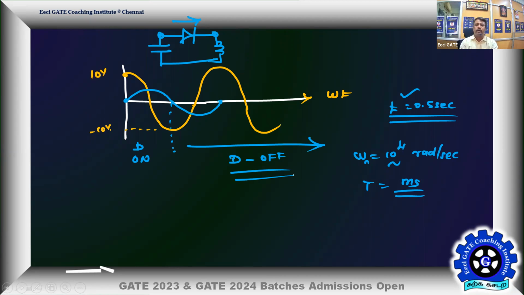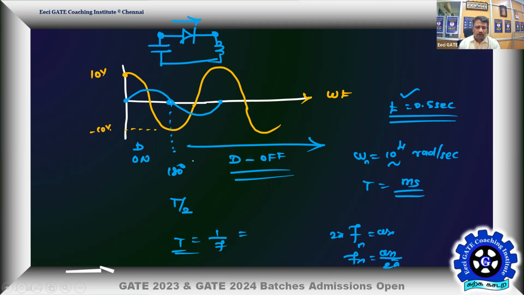That means there is no problem set beyond this point. What does that exactly mean? 180 degree. What is that 180 degree? T by 2. What is that T? T is equal to 1 by F. What is F? F is equal to omega n by 2 pi. If you want to know exactly that time period, that's the only time period the diode is going to conduct.